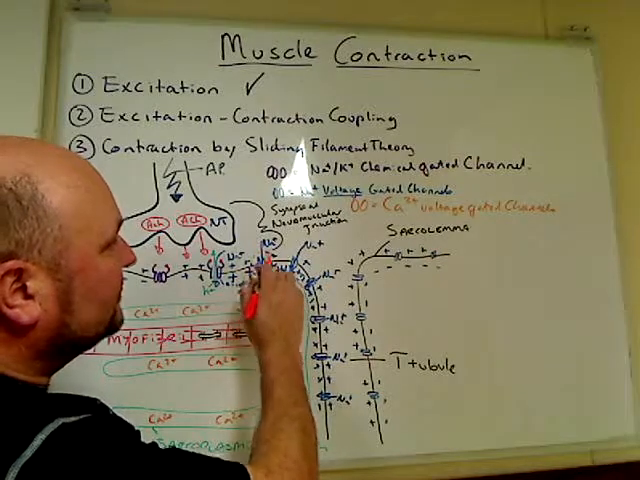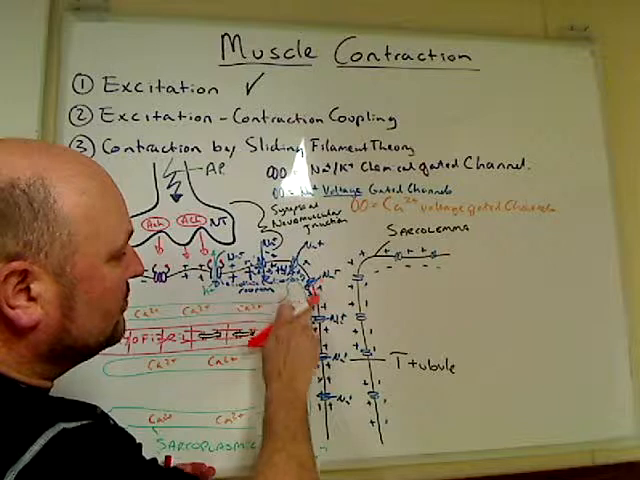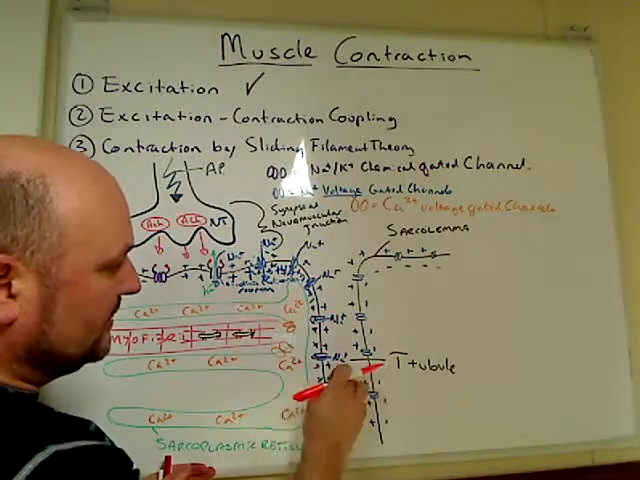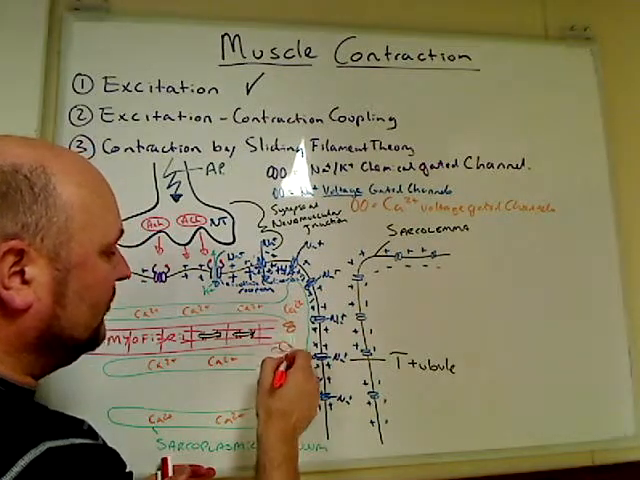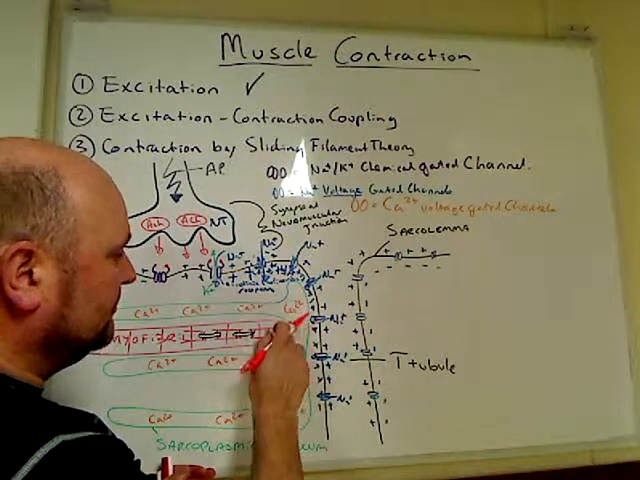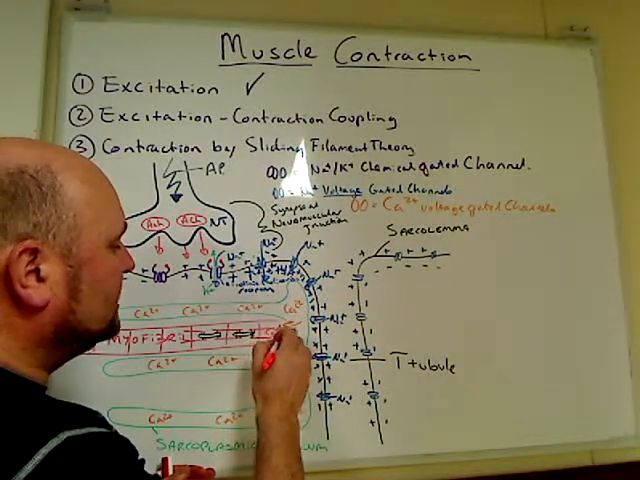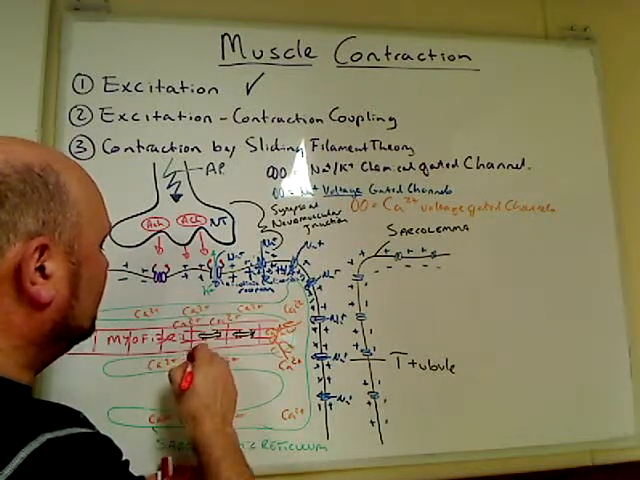That causes the first voltage gated channel to open, it's sodium, and that causes a domino effect of sodium voltage gated channels opening down the surface of the sarcolemma and down into the T-tubule, deep into the cell itself, and that results in the opening of calcium channels. And calcium channels release calcium all over the myofibrils.